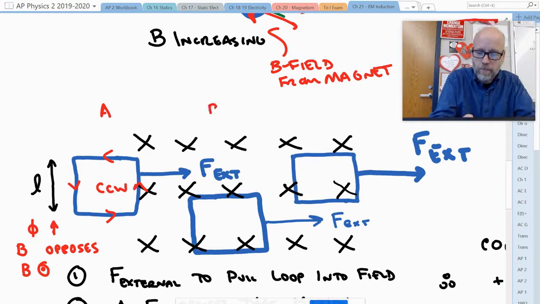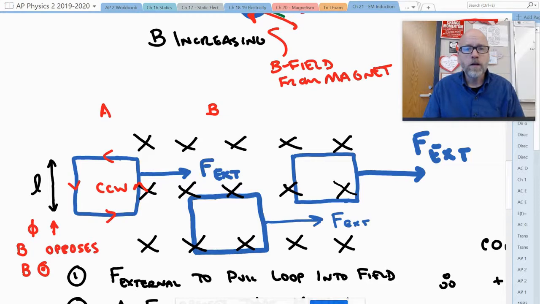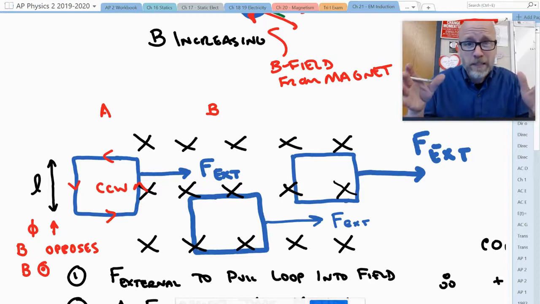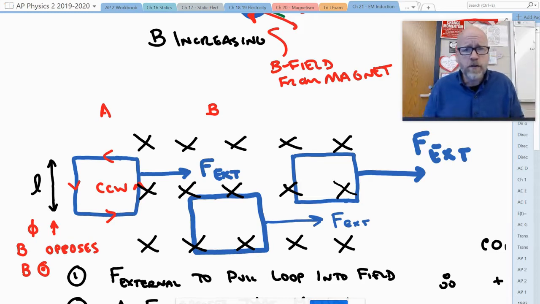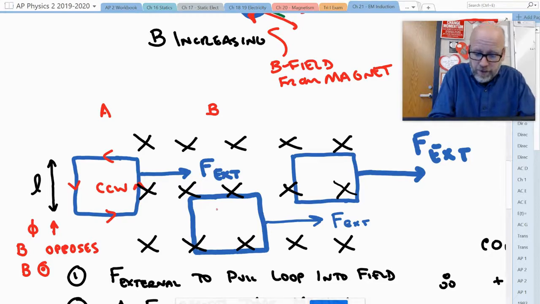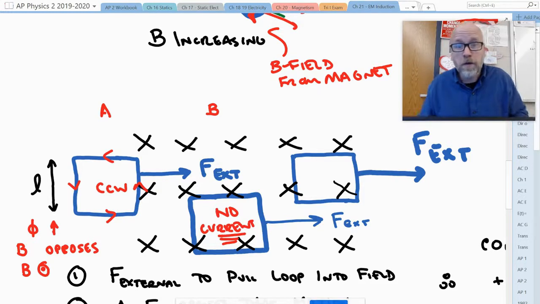For B, even though the wire is moving, there's actually no change in the flux. Once it is completely in or completely out of the magnetic field, the flux doesn't change. Therefore, if there's no change in flux, there is no current. All right, if you just woke up, that's a big one. If there's no change in flux, there's going to be no current.